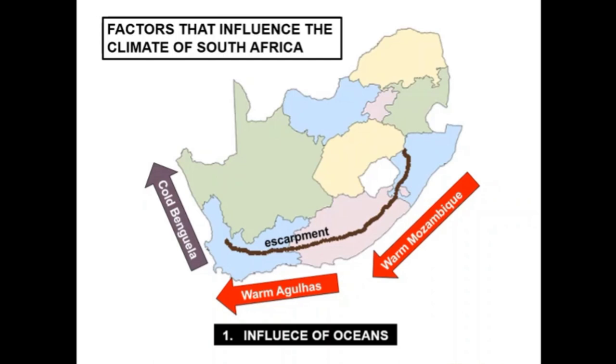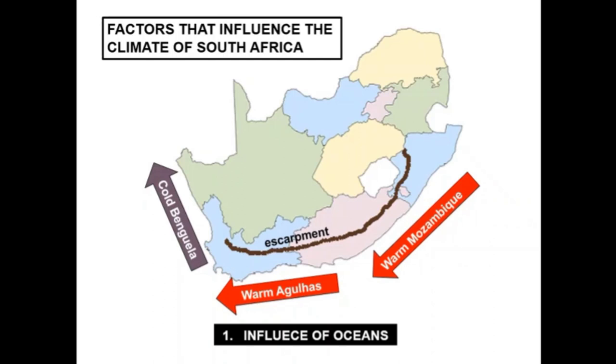Now if you go to the western side of South Africa where we have the cold Benguela current, grade 10s, 11s, you had a question. I use the example of Port Nolloth on the west coast and Durban on the east coast that are on the same line of latitude, but they have different climate conditions. Why is it so? Because of the oceans that we find next to them.